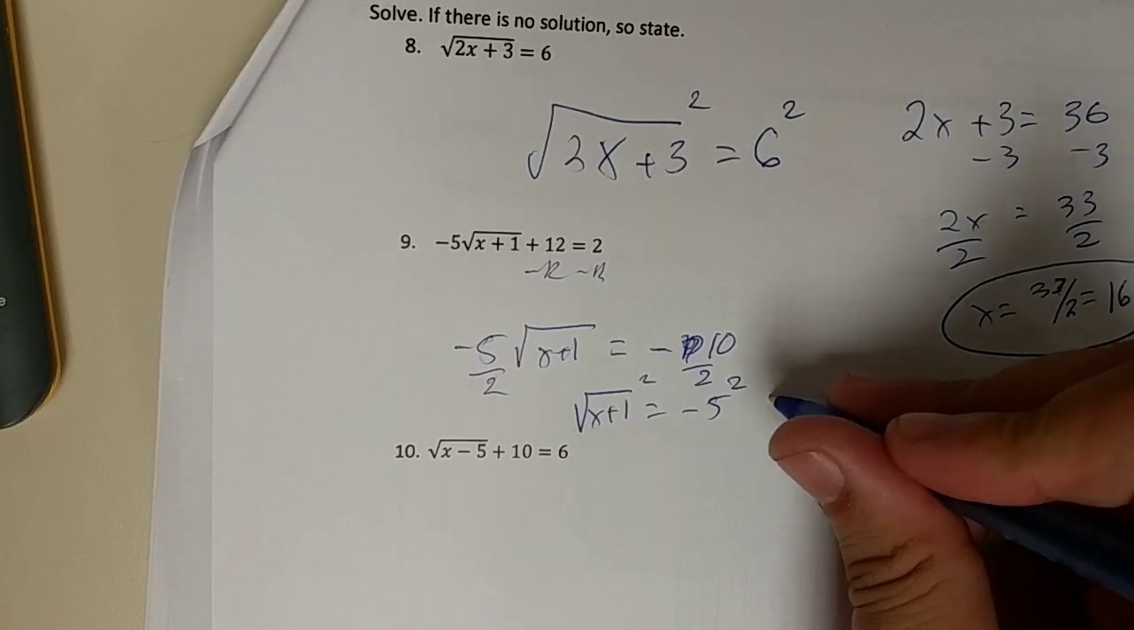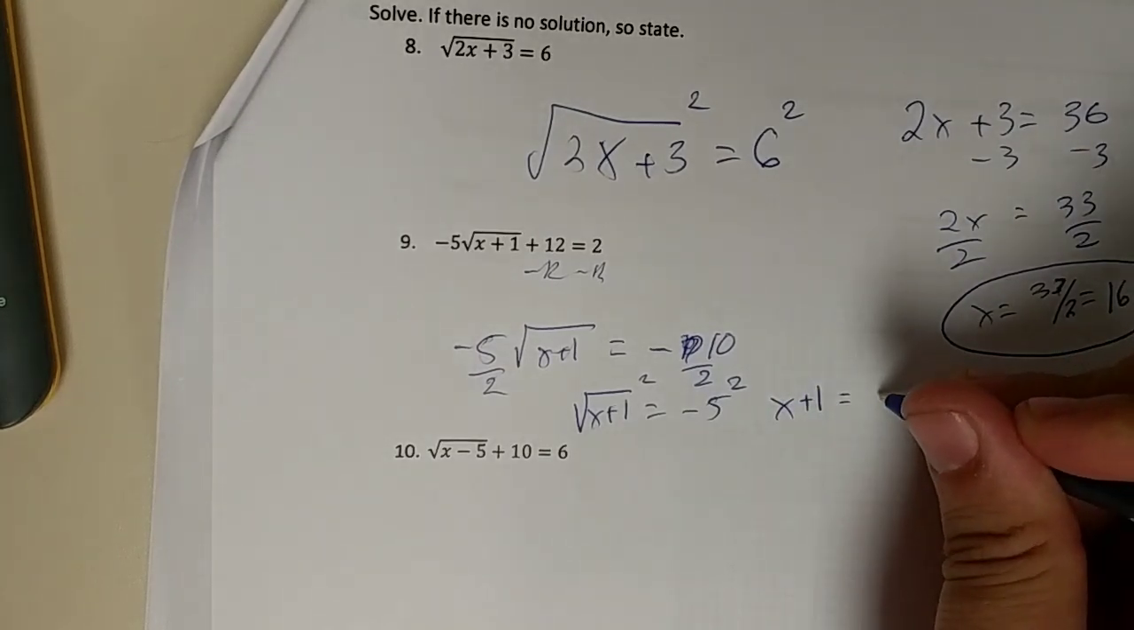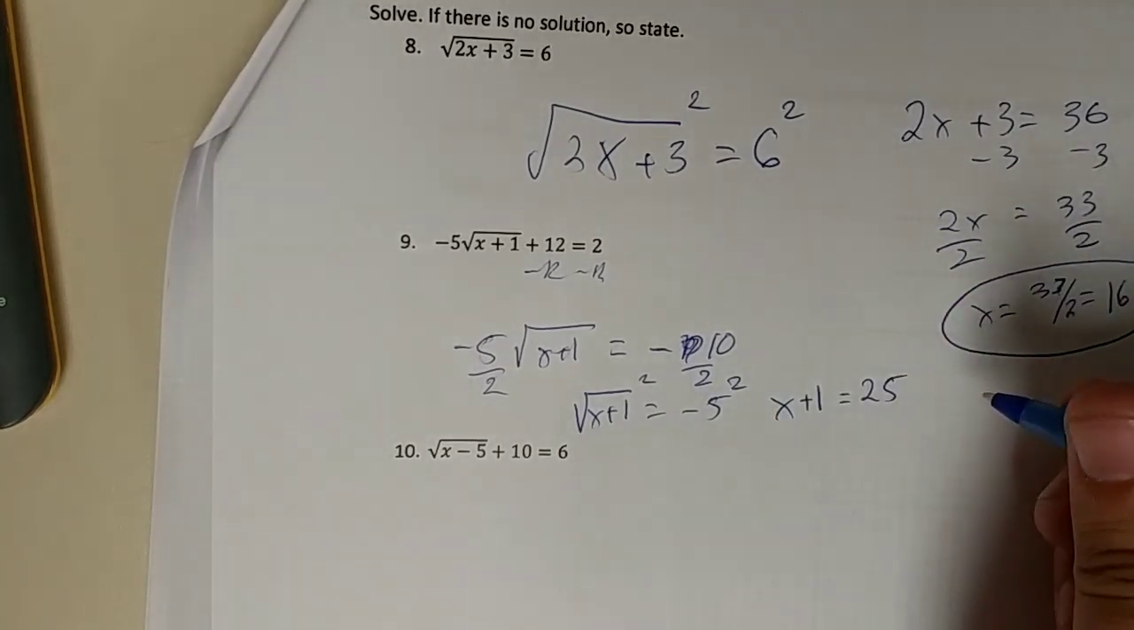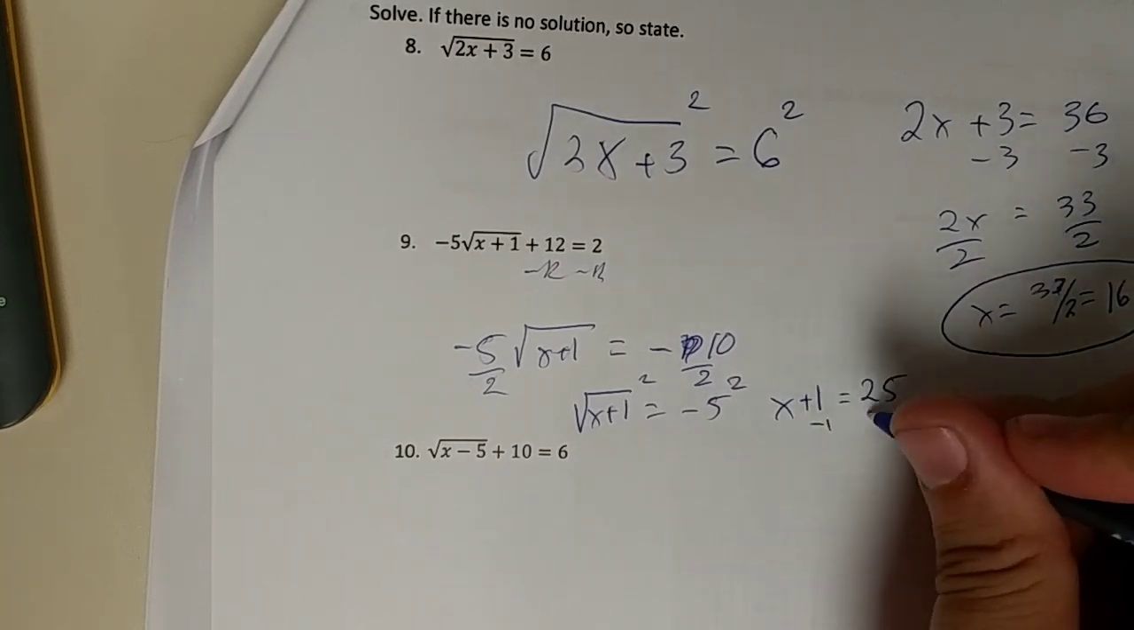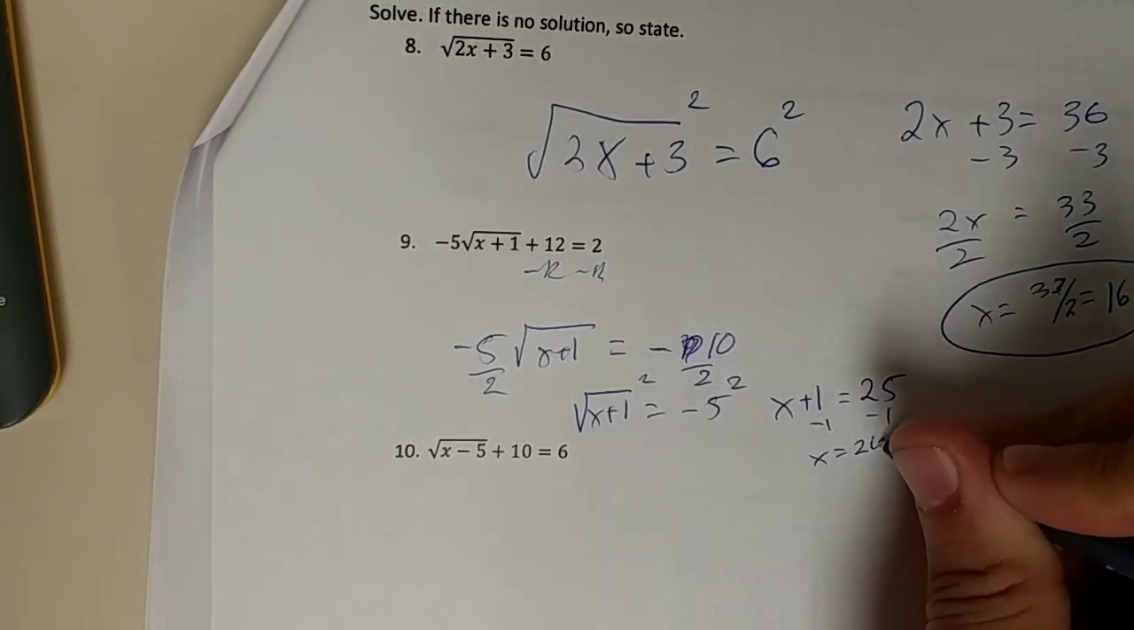So square both sides, so that's x plus 1 equals -5 squared, which is positive 25. Minus 1, x equals 24.